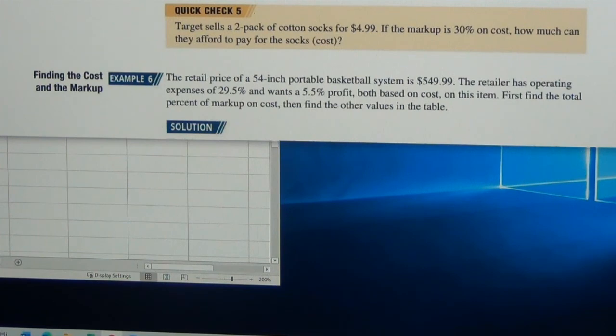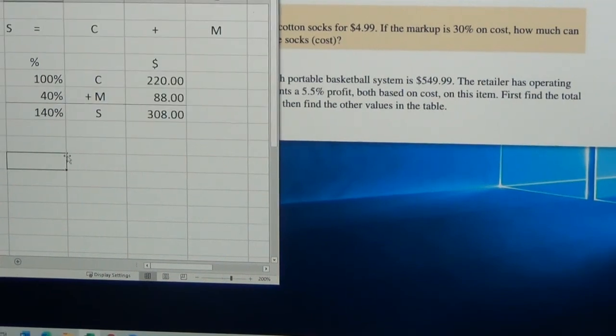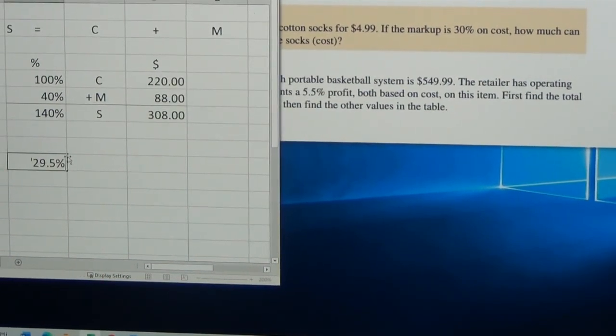Okay, so let's follow the instructions. It says first find the total percent of markup on cost, then find the other values in the table. Well, what is our cost? The retail price of the 54-inch portable basketball system is $549.99. The retailer has operating expenses of 29.5% and 5.5% for profit. So 29.5%, and we're going to add to that 5.5% for profit.